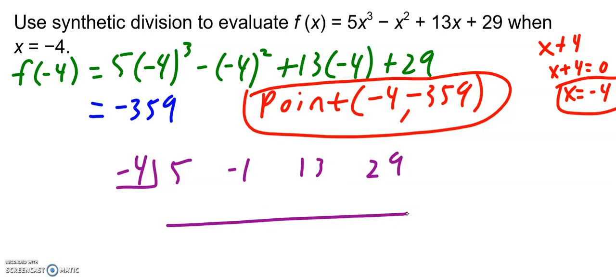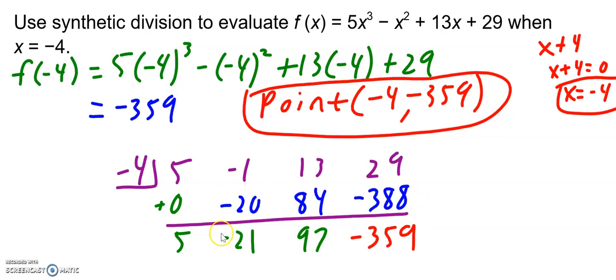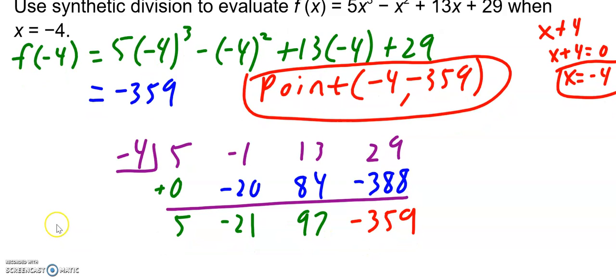Okay, I want you to pause the video and finish the synthetic division because we want the practice, but unpause when you're ready to check, or if you have any questions. You got this though. All right, so here is my synthetic division process. 5 plus 0 is 5, -4 times 5 is -20, -1 plus -20 is -21, -4 times -21 is 84, 13 plus 84 is 97, -4 times 97 is -388, 29 plus -388 is -359.